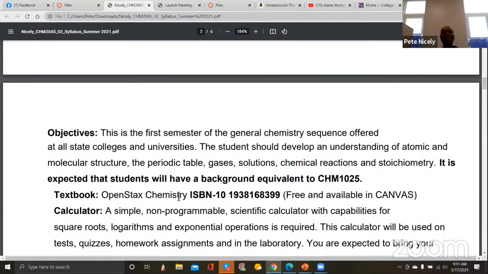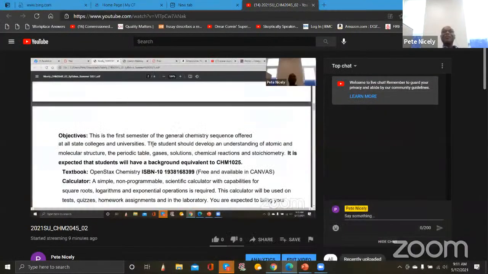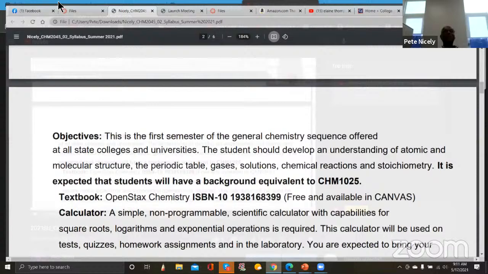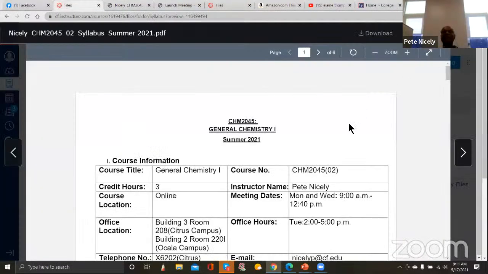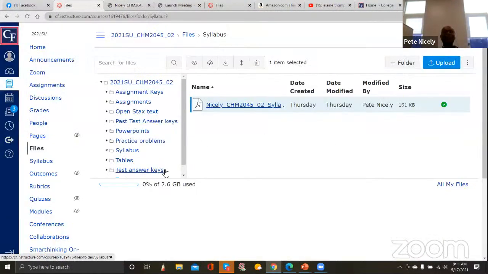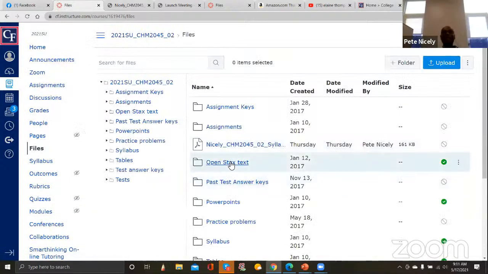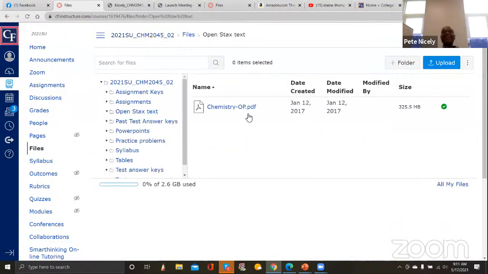It's called OpenStax Chemistry. Let me show you where in Canvas it's located. Hold on one minute. Let me go here. Let me close this out. So you look for the folder which says OpenStax text. Click on that, and basically that will download the text. It's a relatively large document, as you can see here, 325.5 megabytes. So it will take some time to download.